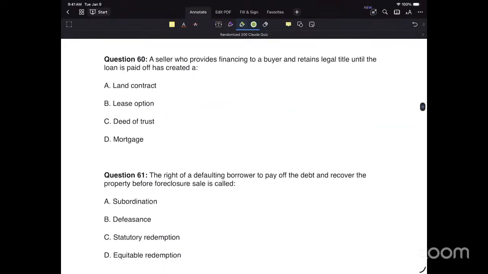All right, 60. A seller who provides financing to a buyer and retains legal title until the loan is paid off has created a what? A seller who provided financing to a buyer and retains legal title until the loan is paid off has created what? You tell me what you're thinking.